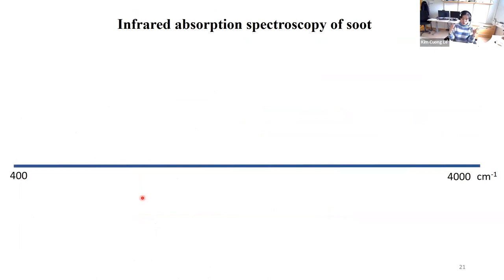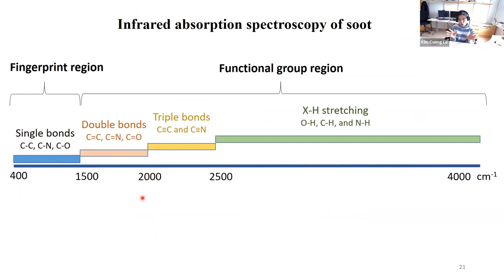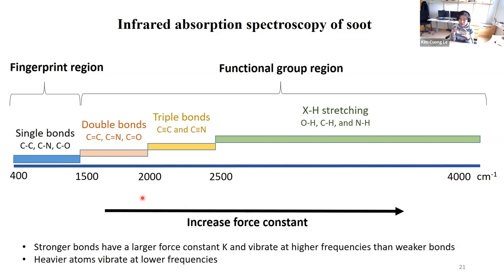Now, for the Soot sample, in order to apply infrared absorption spectroscopy, normally we use the mid infrared region from 400 to 4000 inverse centimeters. In this region, we can divide it into four smaller spectral regions corresponding to four different bondings. Basically, it is based on the rule that a stronger bond has a larger force constant K and vibrates at higher frequency than a weaker bond, and heavier atoms vibrate at lower frequency. So if you compare the bond between two carbon atoms and the bond between carbon and hydrogen, because hydrogen is lighter than carbon, the C-H vibration appears at a higher frequency compared to the C-C stretching bond.